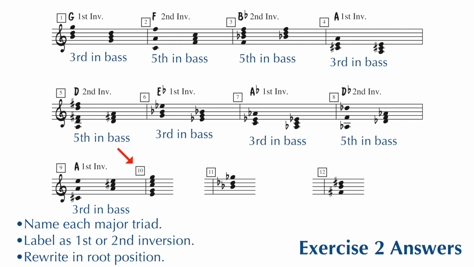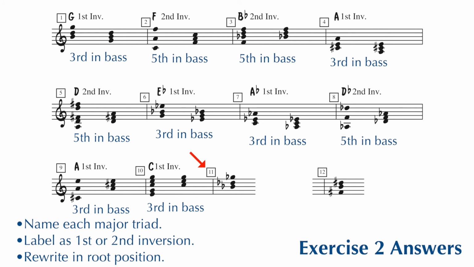Number 10 has more than 3 notes, so you know there's going to be some note doubling. I can eliminate the E and the G from the bottom of the chord, and now I'm left with C, E, G, all stacked in thirds. This is a C major chord, originally in first inversion because the E, the third of the chord, is the lowest note of the chord.